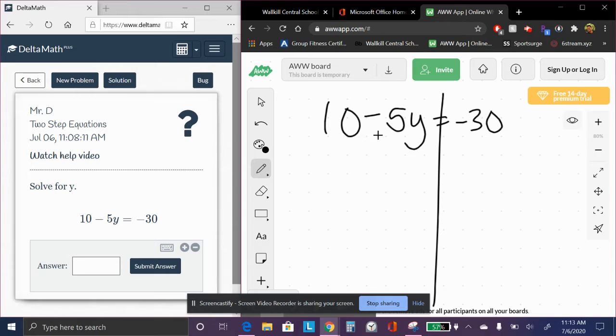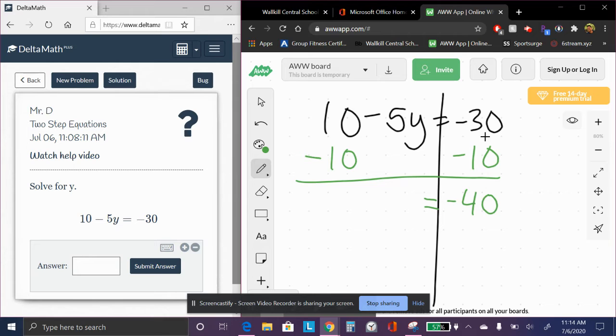What I have to do first is get the constant, the number without a letter, over to the other side. So in order to go over to the other side, what we have to do is do the opposite operation. So this is positive 10. We have to minus 10 from both sides. So I get negative 30 minus 10, which is negative 40.